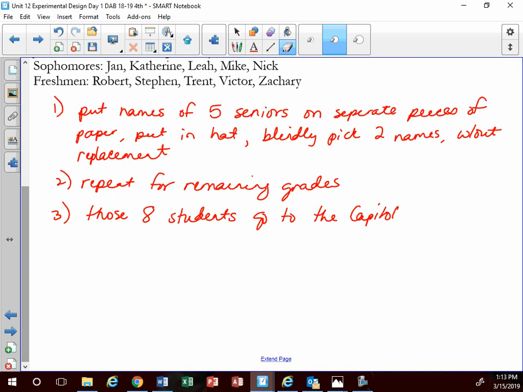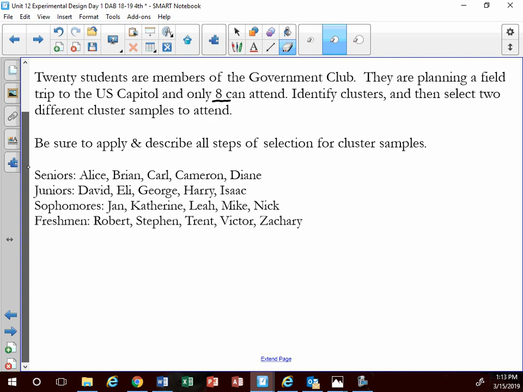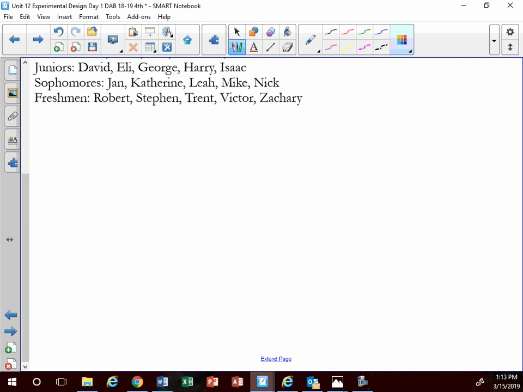All right, guys, let's talk about our clustering. You want to make sure that your clustering makes sense so that when you pick whole groups at the end, you actually end up with 8 people. You can't say, oh, I'm clustering by grades and I picked 2 grades and now I have 10 people. That doesn't work, okay? And you want your clusters to actually represent the population too.